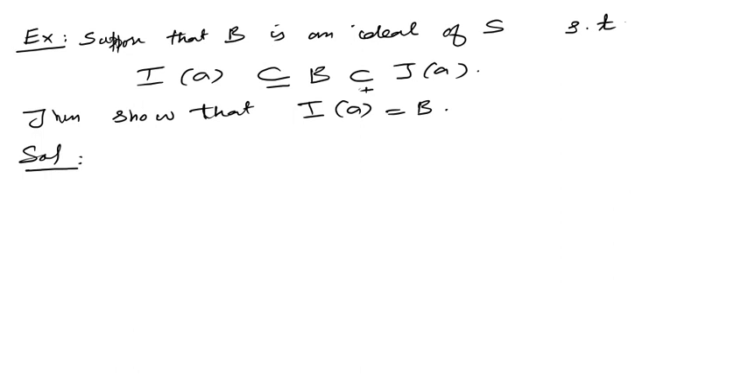We show that IA is a subset of B, okay, and now we show that B is a subset of IA. So let's choose an element b in B. Let b be in B.